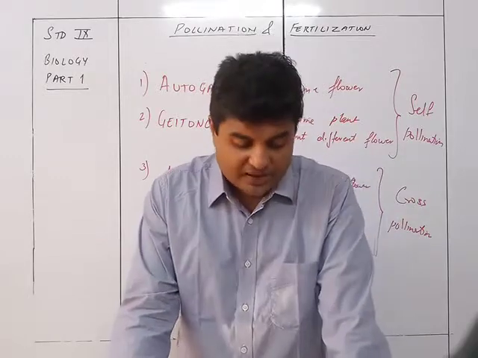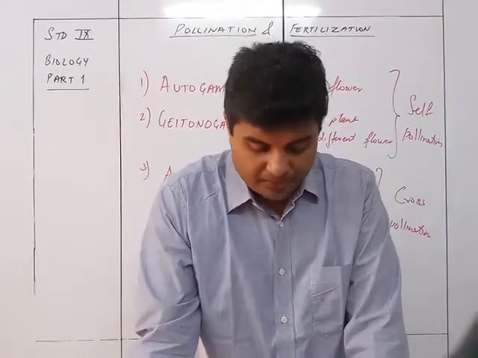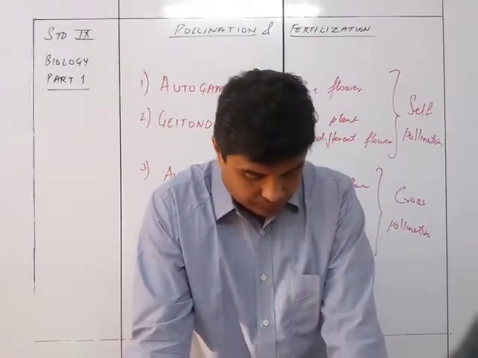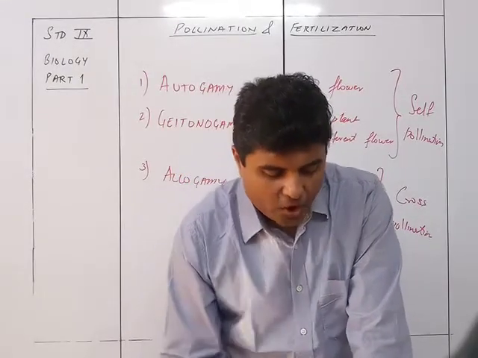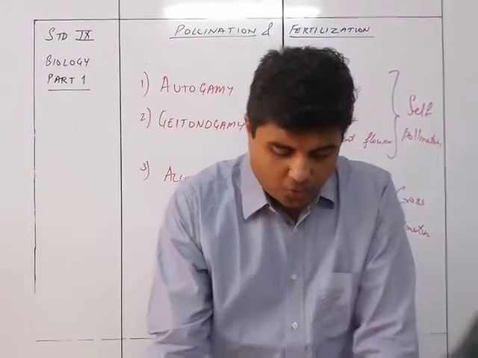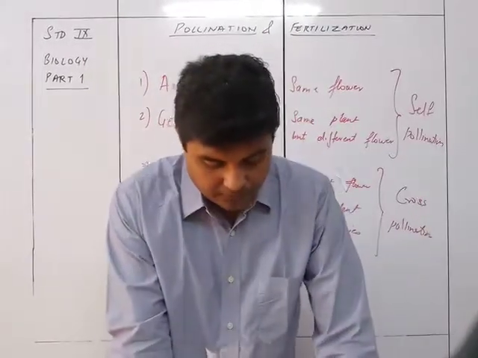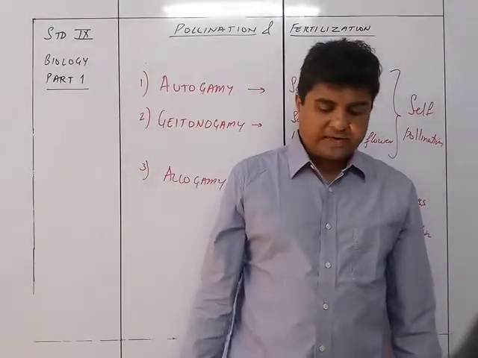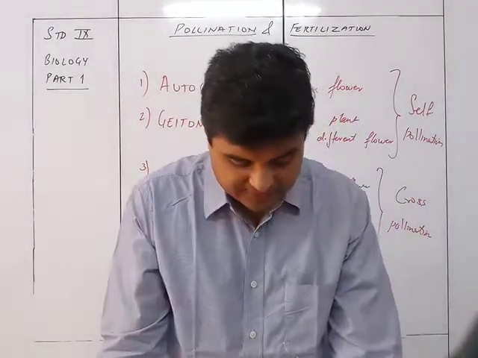In self-pollination, male and female parts mature at the same time. In cross-pollination, anther and stigma may mature at different times. Self-pollination can occur even when the flower is closed. Cross-pollination can occur only when the flower is open. Self-pollination preserves parental characteristics. Cross-pollination does not preserve parental characteristics.